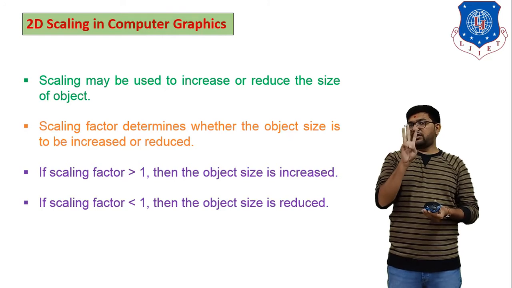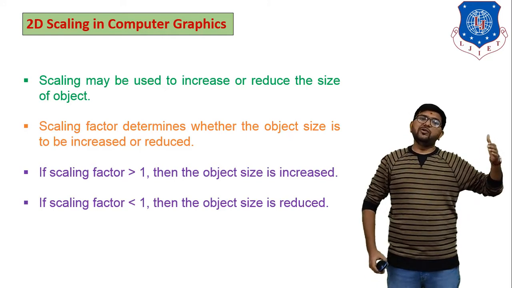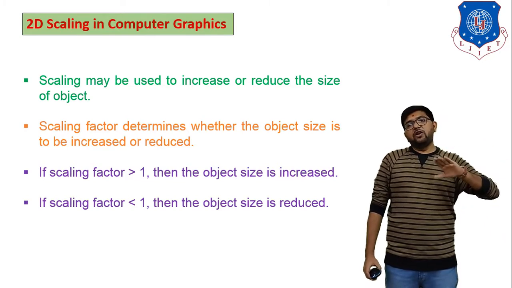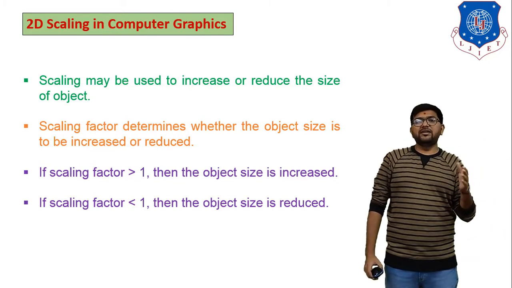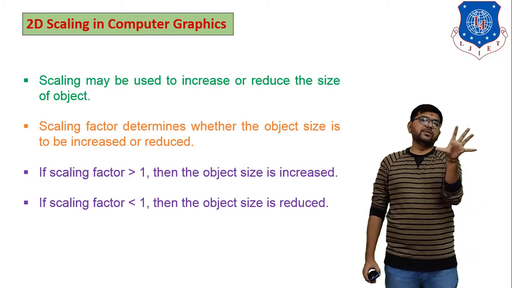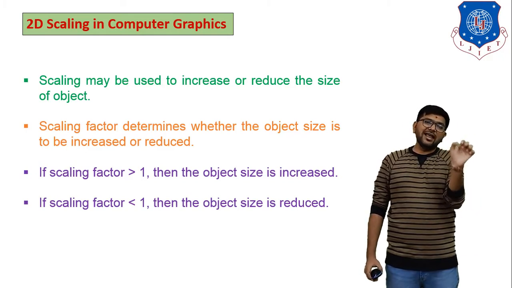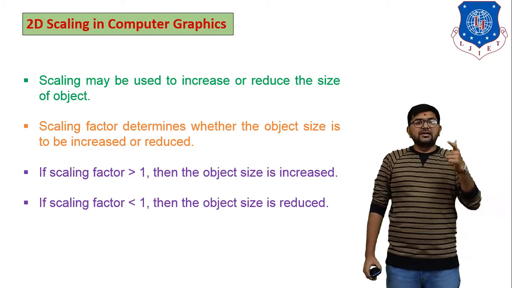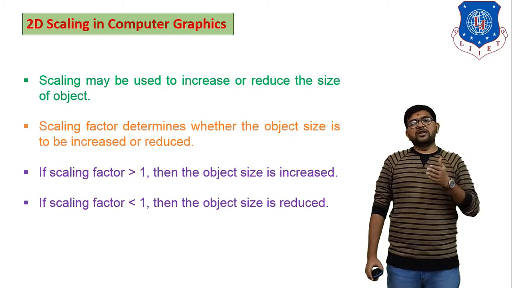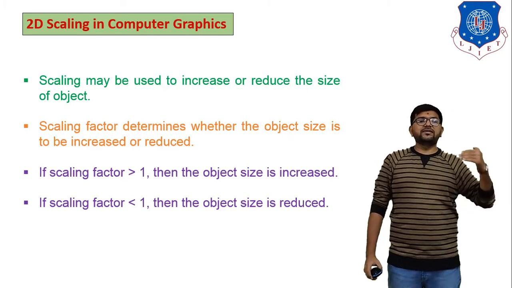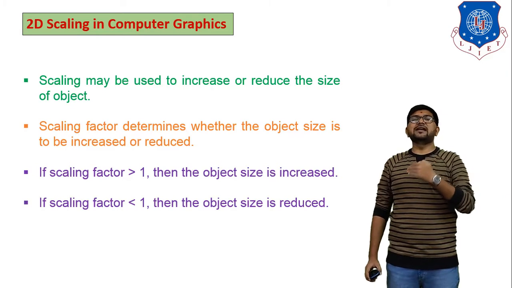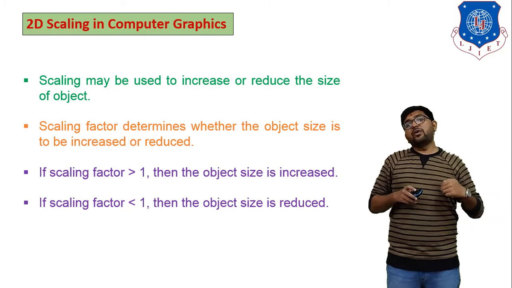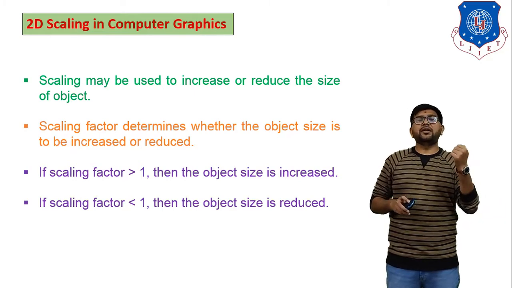So you have to remember three things. If the scaling factor value is 1, that means we consider the same size of the object. If the value of the scaling factor is greater than 1, that means we increase the size of the object. If the value of the scaling factor is less than 1, that means we reduce the size of the object. Clear? So if the scaling factor is greater than 1, then the object size is increased. Same way, if the scaling factor is less than 1, then the object size is reduced. So you have to remember this. Clear? Now we have to derive the equation of scaling geometric transformation.